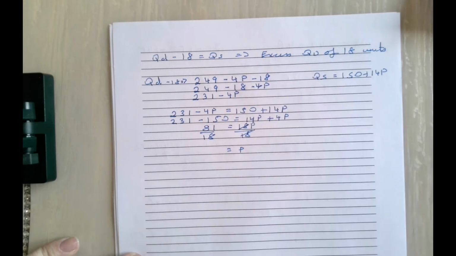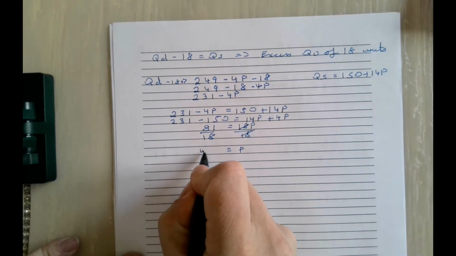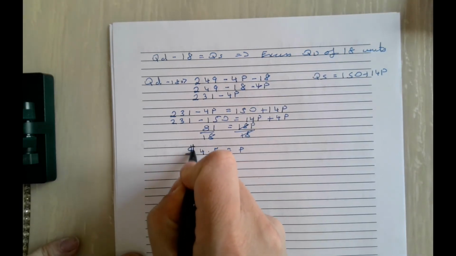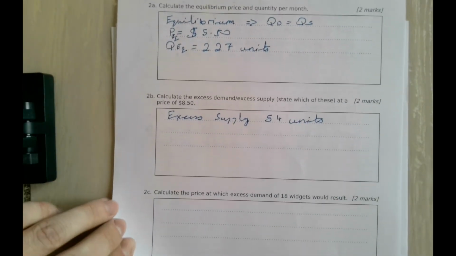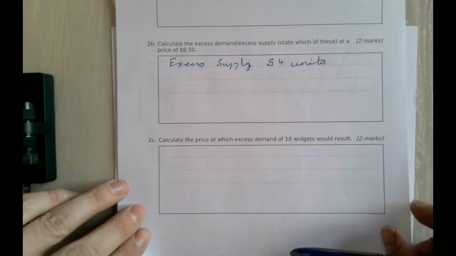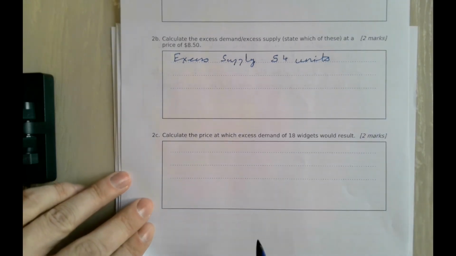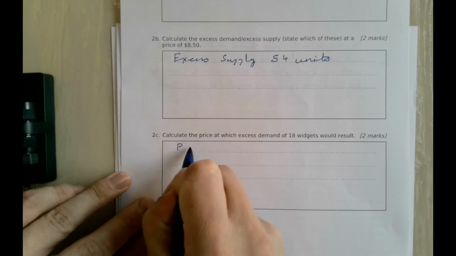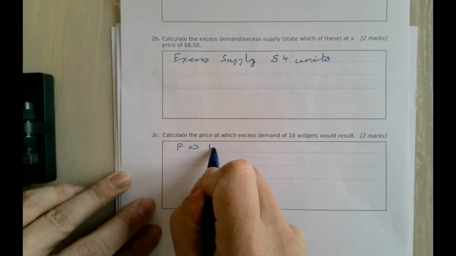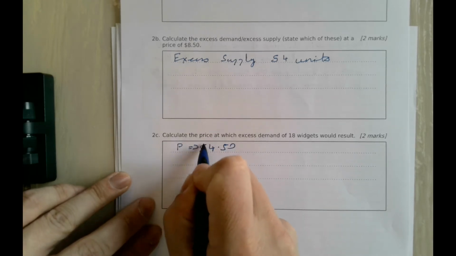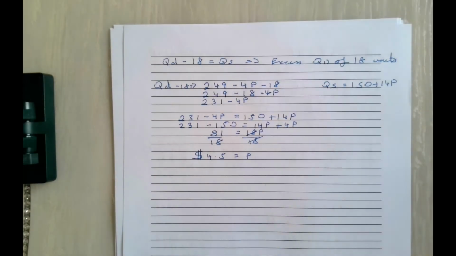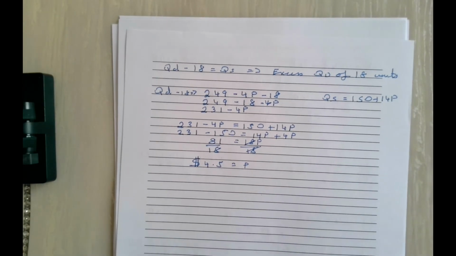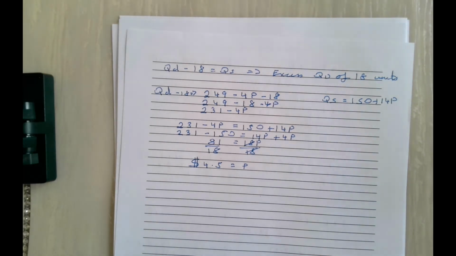Okay, so I have 4.5. Remembering, what are we dealing with here? Dollars. So calculate the price at which excess demand is 18 widgets, and then the price is $4.50. Now let's check this again just to be sure. I'm sure you trust me and all that, but there's no harm in checking everything, okay? Amazing stuff, just making sure.